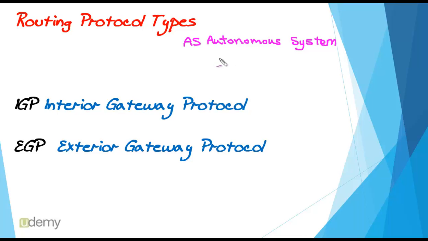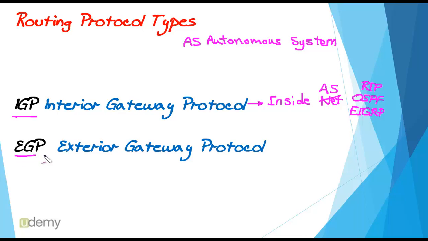In this perspective, routing protocols are classified into 2 groups of IGPs and EGPs: interior gateway protocols and exterior gateway protocols. IGPs, or interior gateway protocols, are routing protocols which do routing inside an AS. So if a routing protocol does routing inside an AS, we name it an IGP. For example, RIP, OSPF, and our course hero EIGRP are IGPs.